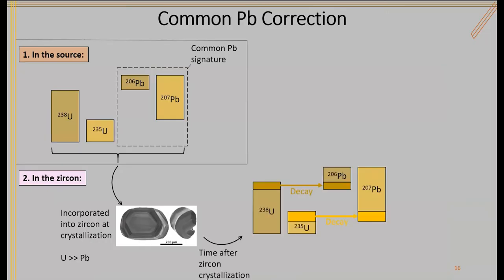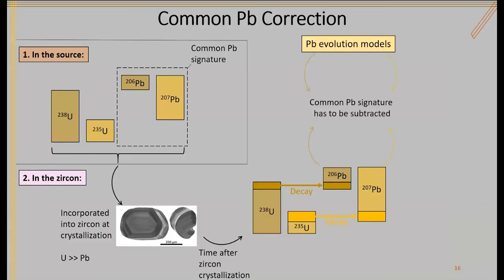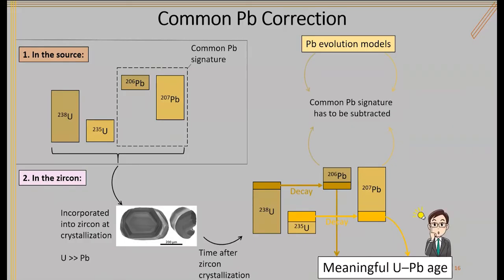And we have to deal with that because the problem is that uranium will keep decaying on top of this common lead signature in zircon. And we have to subtract this common lead signature somehow in order to calculate a uranium lead age. And this is where lead evolution models can play a role because they can make a prediction about the expected common lead, and they can help us to subtract the common lead signature, and what stands at the end of it is hopefully a meaningful uranium lead age.